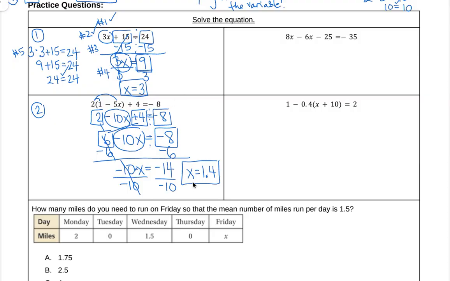And then step number 5, we would go on ahead and plug this in, right? I'm not going to take our notes time or this video time to do it, but you would plug this in. So I would show you what it would look like. You'd say 2 times 1 minus 5 times 1.4 plus 4 equals negative 8. And you would do this math on the left side and see if it actually equaled negative 8.